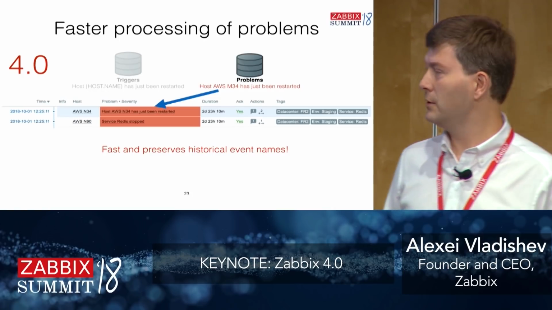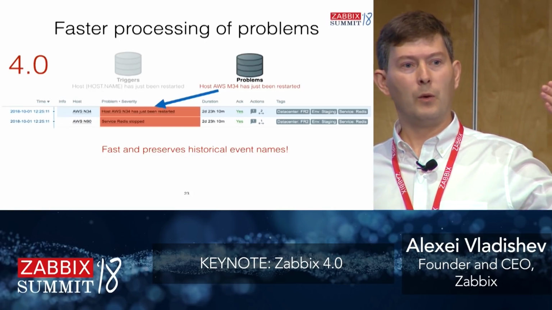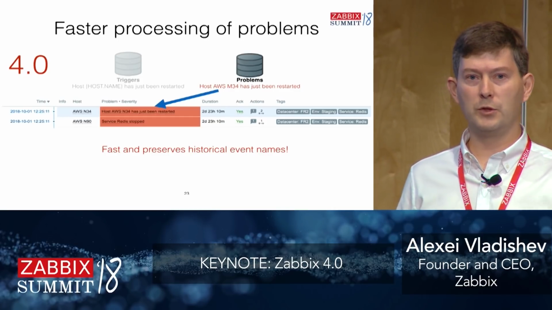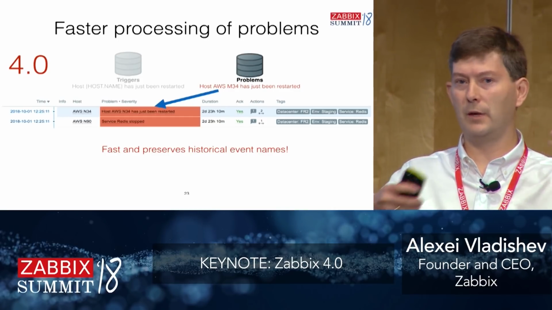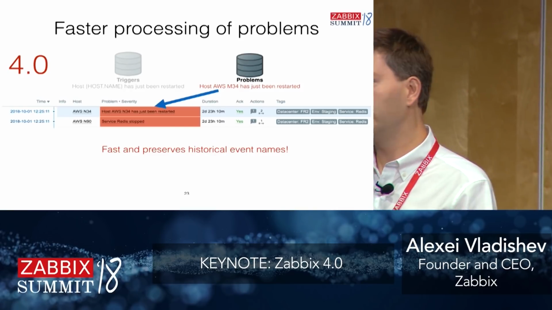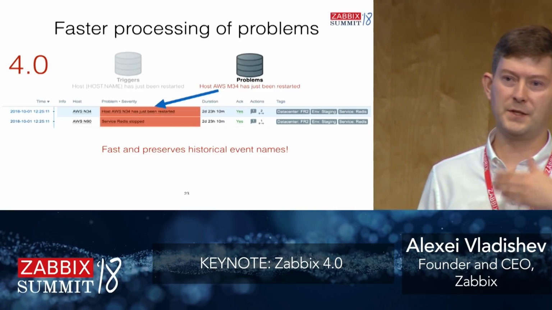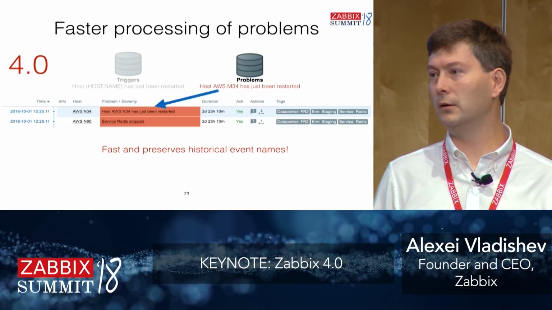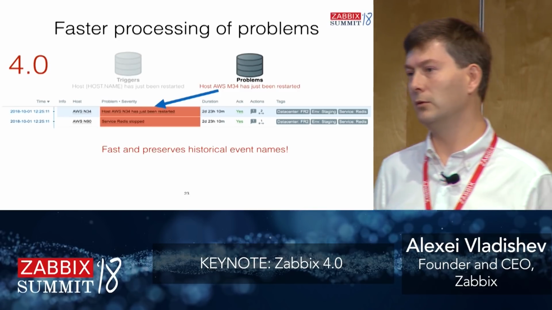And it is fast. It is fast because now when we display and when you look at the list of problems, we don't have to do this unnecessary recalculation. We just take this data out of the database and display it as it is. And we preserve historical event names, which is really cool. If you ever rename a trigger name, historical event names will stay exactly the same, which is really nice.